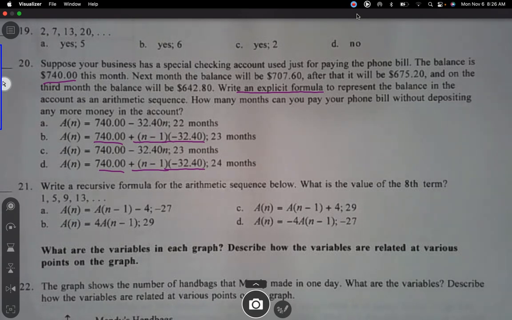They give me two numbers in. If you look at your answer choices, it wants to know how many months you can pay your phone bill without depositing any more money. So we won't be negative or whatever. So let's plug in 23.